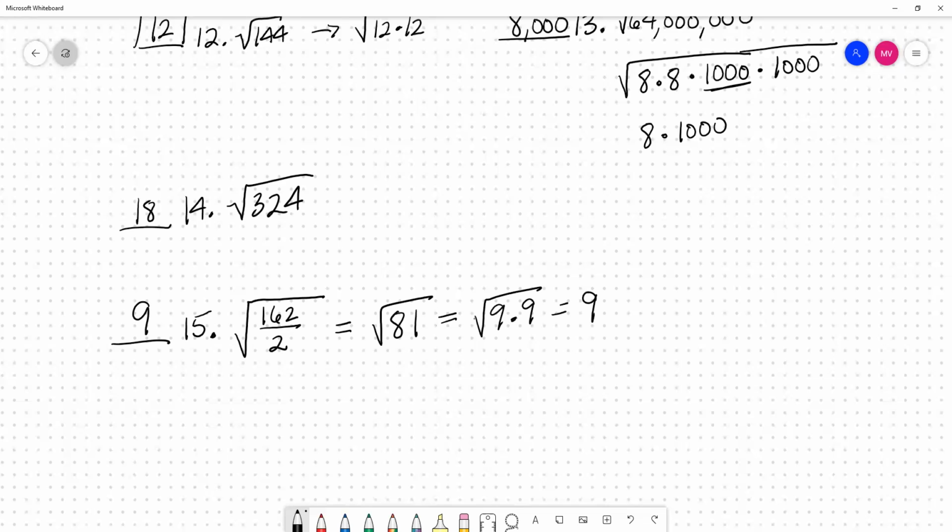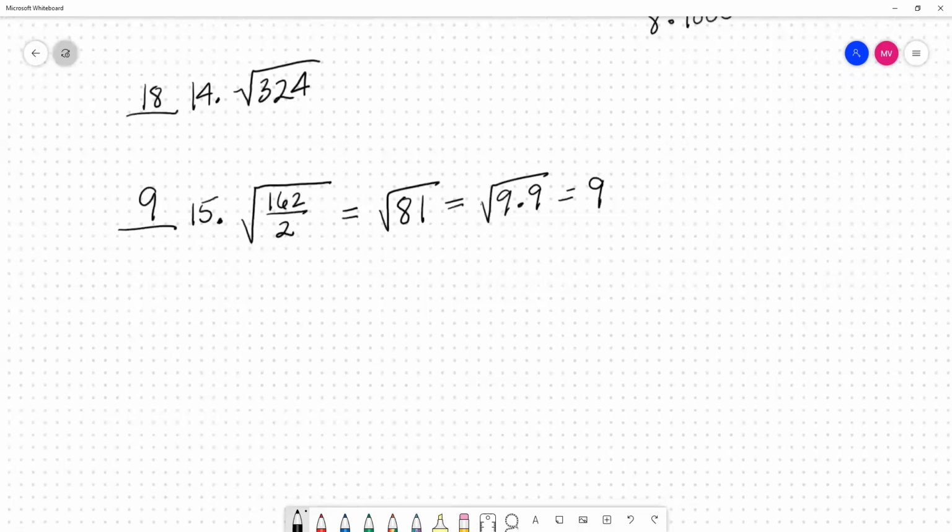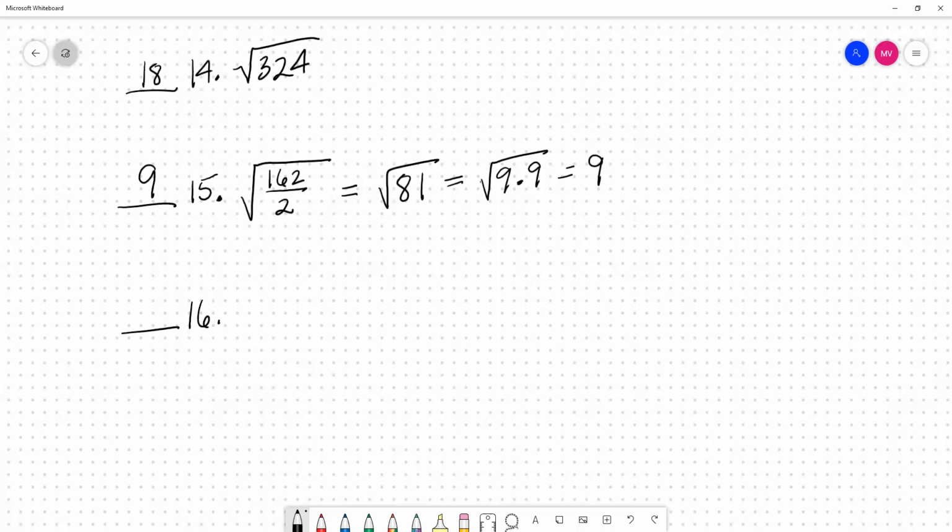So is everybody clear on how I went from 162 divided by 2 to 81? Are you with me? I know the next one. Square root of 192. Y'all also take that square root on your page and extend it over the fraction. That's what we're going to do for number 18 and 19. So it's what's in the parentheses that's under your square root.